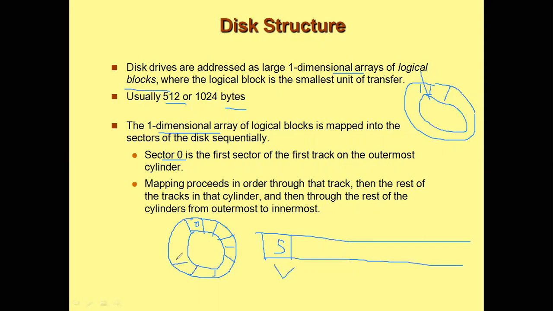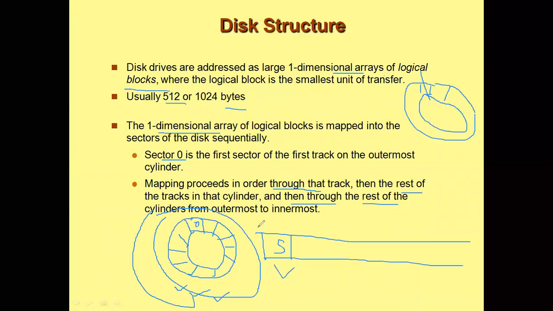with respect to the tracks, and then we take the other tracks that are below this in that particular cylinder, and then move on to the other tracks that belong to some other cylinders. So mapping proceeds in order through that track, and then the rest of the tracks in that particular cylinder, and then through the rest of the cylinders from the outermost to the innermost. This is how the mapping of logical blocks is done to the sectors of the disks.